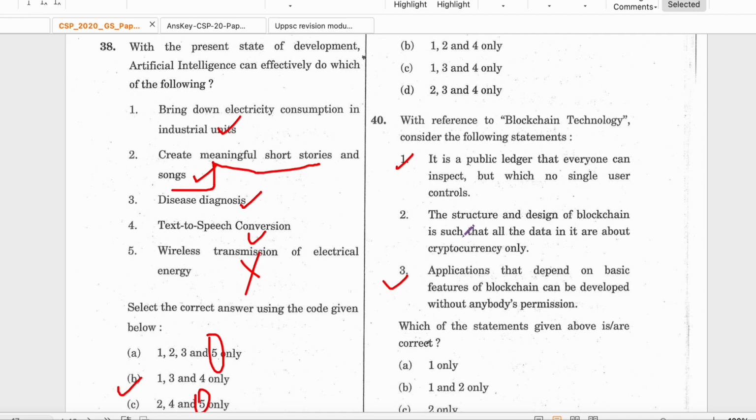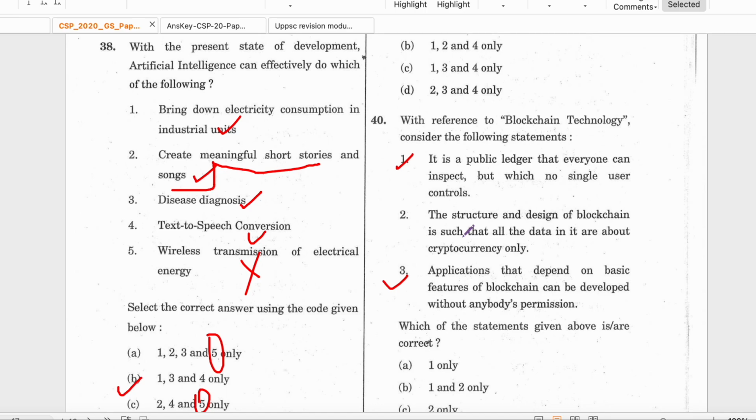Question number 38, a very good question. With the present state of development, artificial intelligence can effectively do which of the following? First is bring down electricity consumption in industrial units. Yes, it's possible. AI can be used so that wherever there is not much work, you can switch off the electricity, or just put a timer at 9 o'clock. The work will be done on time, and the electricity supply to this unit will be disconnected.